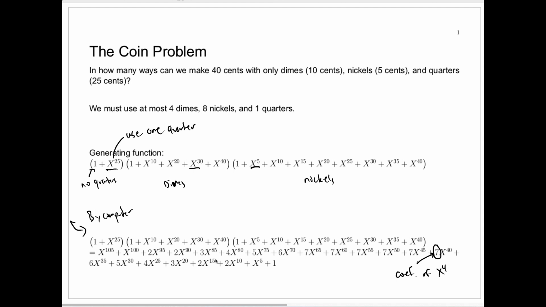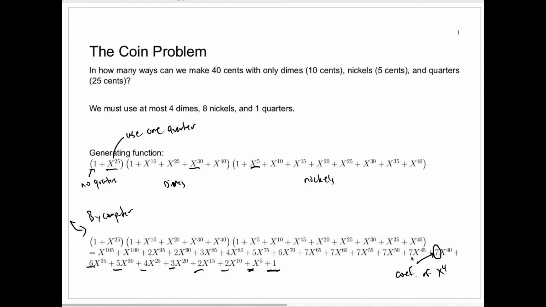What do all these other numbers tell us? The 1 times x to the 5th, the 2 times x to the 10th, the 2 times x to the 15th, etc. Well, this one generating function tells us the answer to a lot of different questions. It tells us how many ways we can make 40 cents out of nickels, dimes, and quarters, but it also tells how many ways we can make 35 cents. There are 6 of those. 30 cents, 25 cents, 20 cents, 5 cents. There's only one way to do that. Use a single nickel. Or 1, which will represent x to the 0th, no sense. Don't use any coins. Now, what about these numbers bigger than 40?